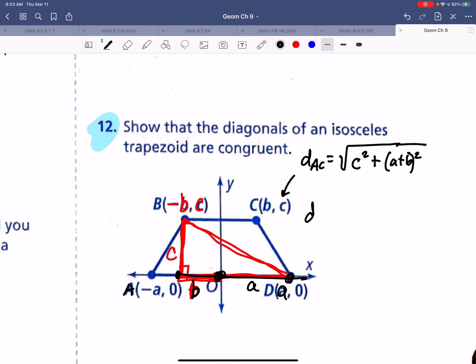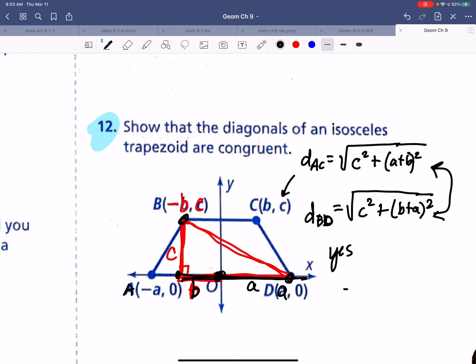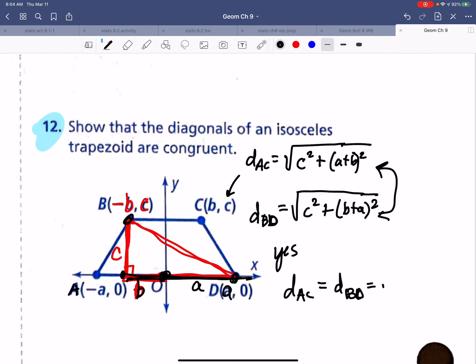So once again, the distance between B and D would be equal to the square root of c squared plus this leg, B plus A, squared. And essentially, these are the same thing. So we've shown that, yes, the diagonal AC is equal to the diagonal BD because they're equal to the same thing, whatever c squared plus (A plus B) squared is.